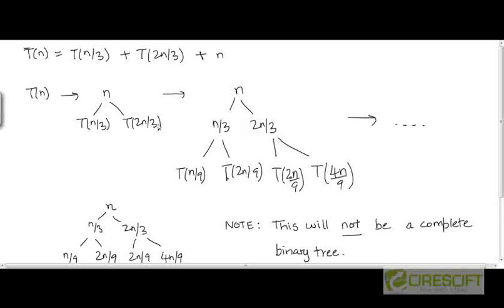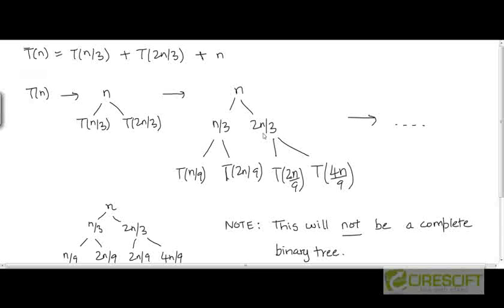Similarly, T of 2n by 3 will be equal to, you just have to replace n by 2n by 3. So this n will also get replaced by 2n by 3, which will make this T of 2n by 9. And when this n is replaced by 2n by 3, we'll get T of 4n by 9. And we'll have another 2n by 3 here. So T of 2n by 9 plus T of 4n by 9 plus 2n by 3. That's the right hand side if the left hand side is T of 2n by 3.